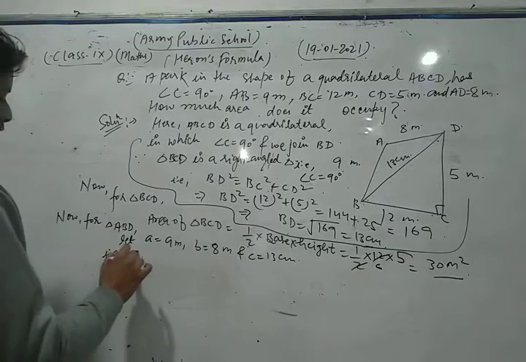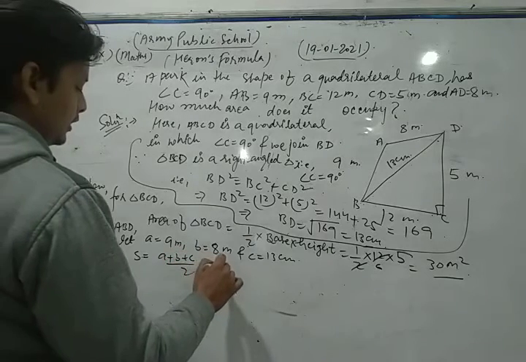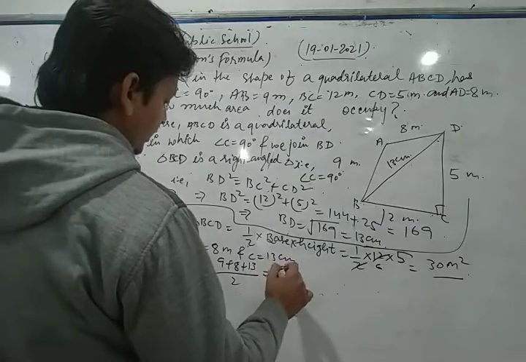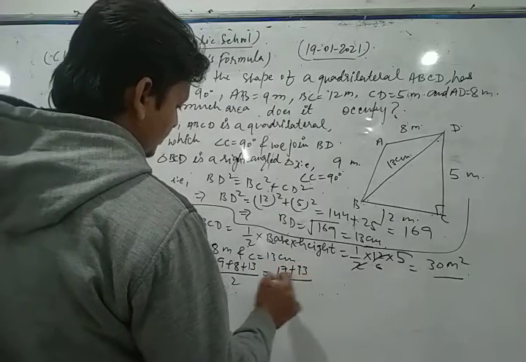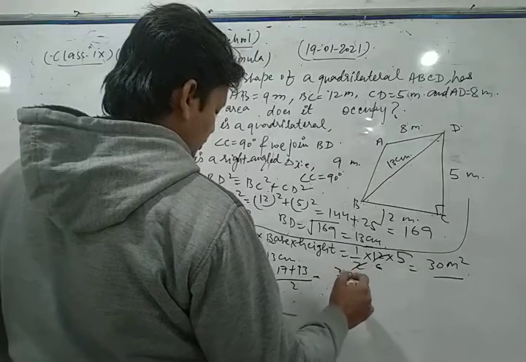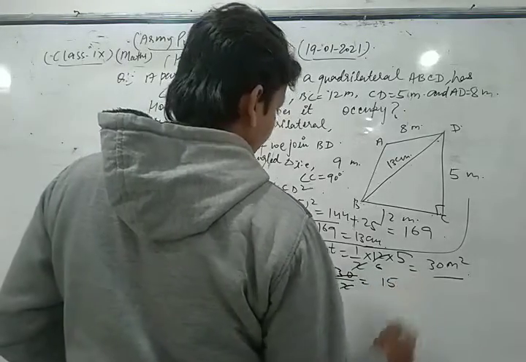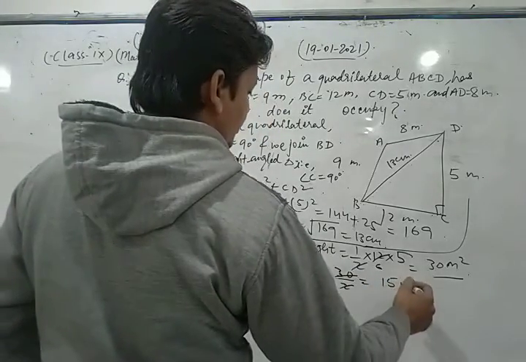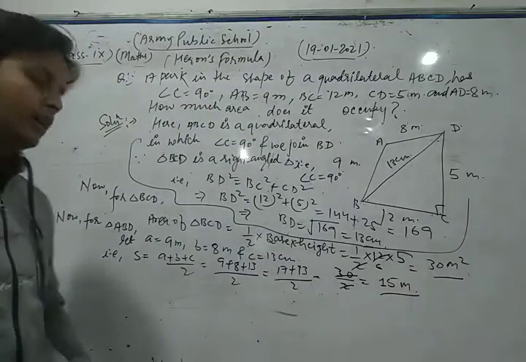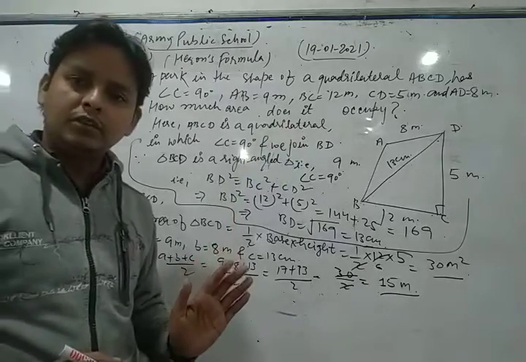First of all we find the semi-perimeter, which is (a plus b plus c) upon 2, that is (9 plus 8 plus 13) upon 2. 9 plus 8 is 17, plus 13, 30 upon 2, that is 15 meter. So 15 meter is the semi-perimeter of the given triangle.